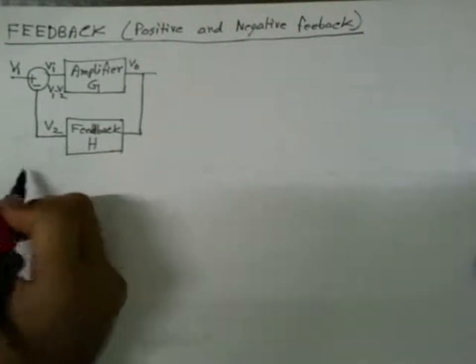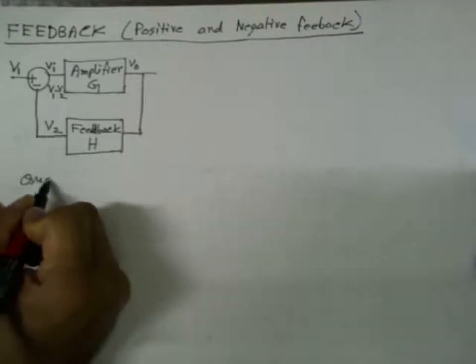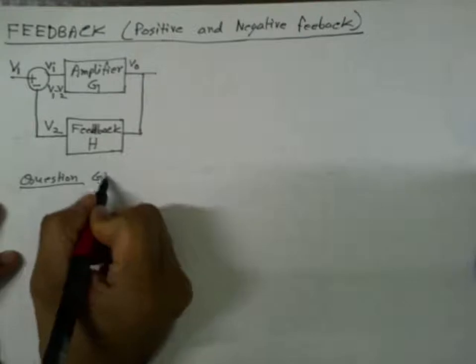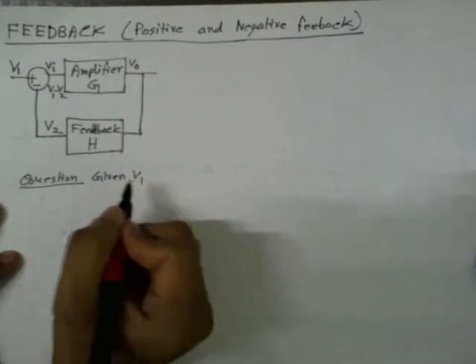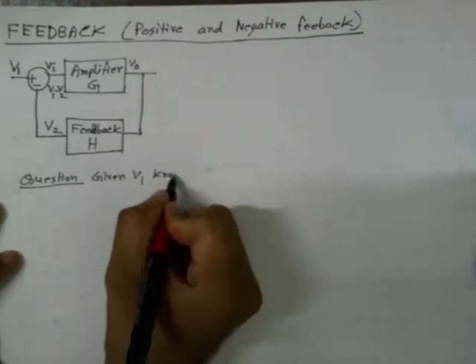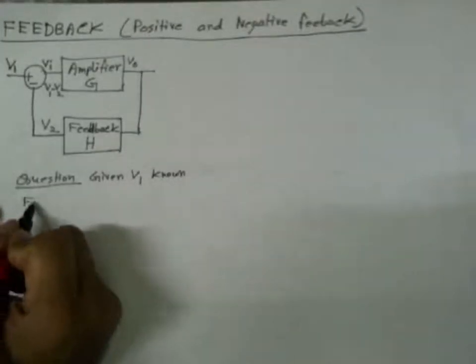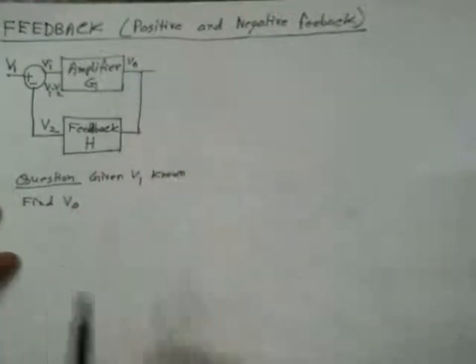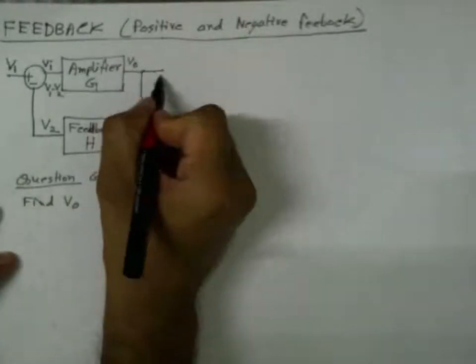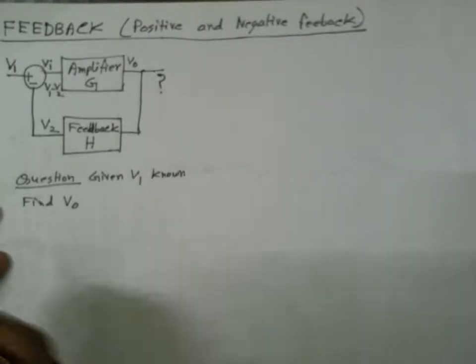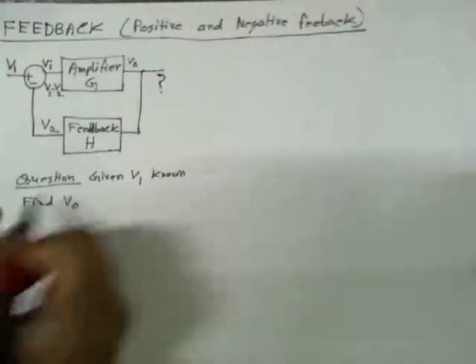And I pose the question to you, which is as follows. Given V1, so V1 is known, find Vo, the output of this, find this value. Okay, so why is this an interesting problem? This is an interesting problem because this is like a chicken and egg problem.